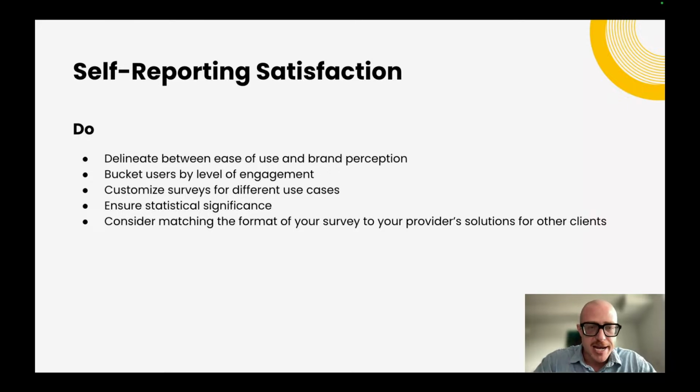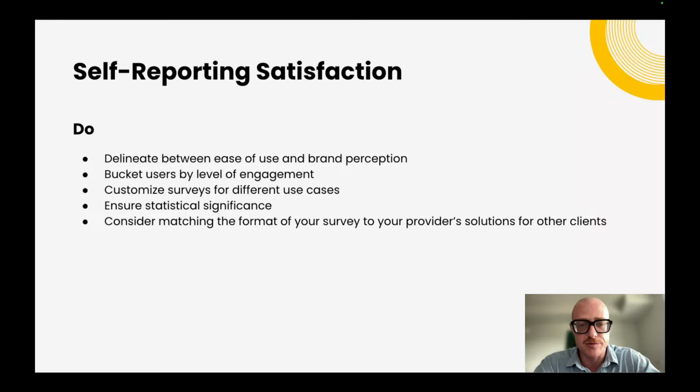And the last thing I would say is to consider, not necessarily do this. I put it last on the list because it's not a hard do, but I would consider matching the format of your survey to your chatbot provider's solutions for other clients. The reason for this is I have lots of people that I help who say, okay, our CSAT is X. How does that compare to other people in our industry? Or the better question, if you watched our last webinar, is that comparing your CSAT across industry really isn't as effective as comparing your CSAT across similar use cases.